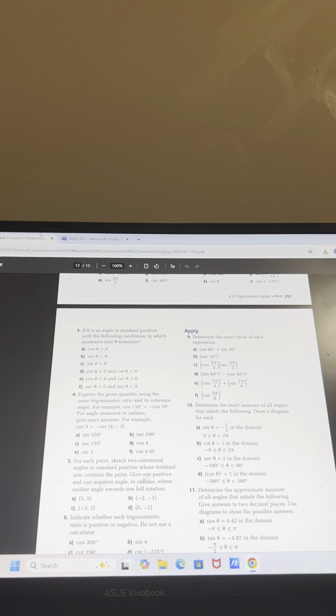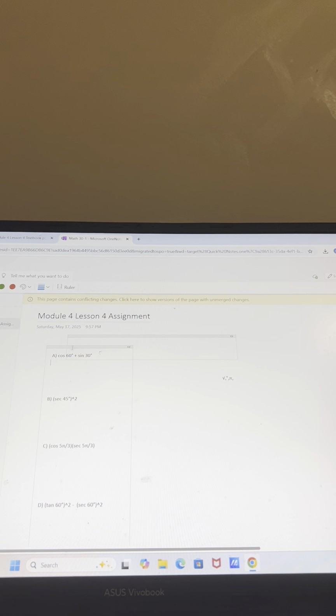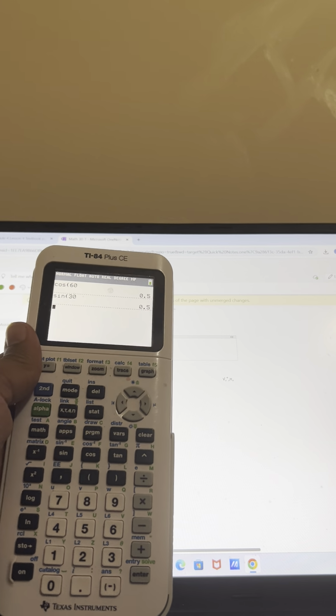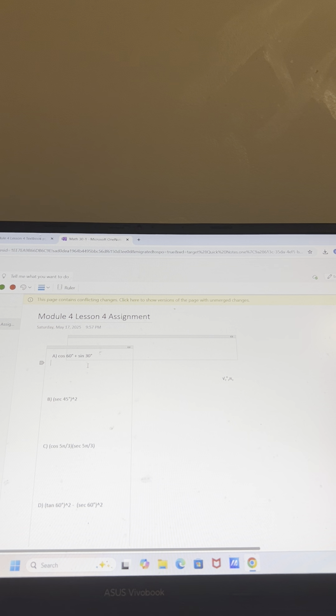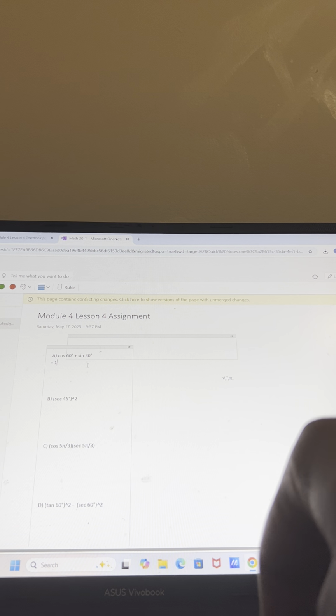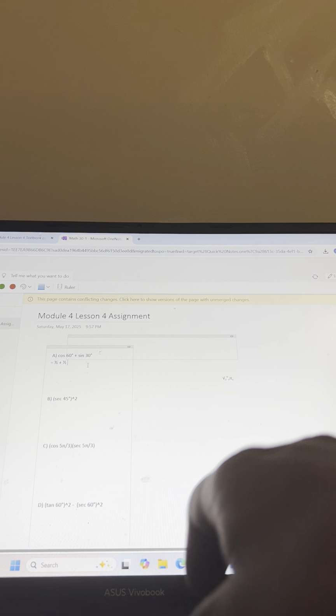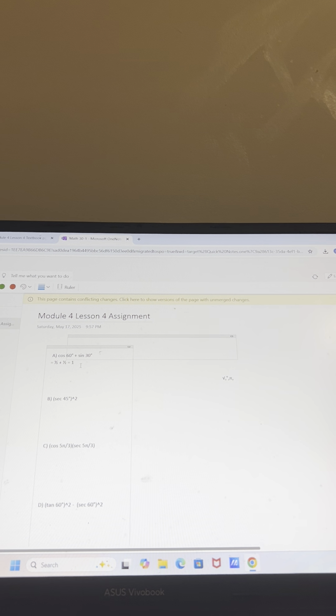Okay, so today we're going to be doing question 9 of the Module 4 Lesson 4 textbook assignment. Question 9 here, we have to determine the exact values of all these expressions right here. So let's just get started with the first one, cosine 60 plus sine 30. I already went ahead and got the values of them. They equal 1 over 2 plus 1 over 2, and they're equal to 1. That's it for A. And moving on to B, we have secant 45 squared.